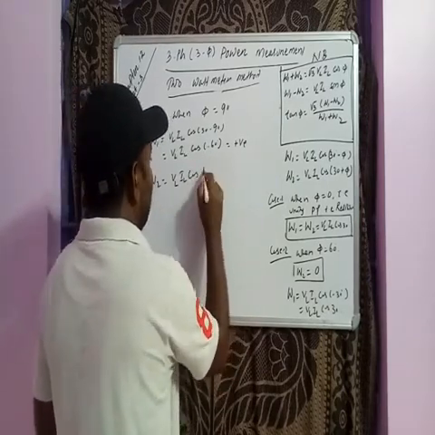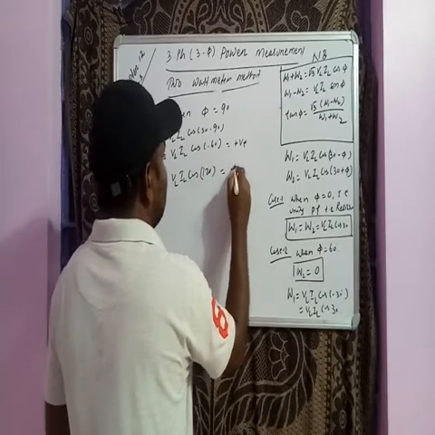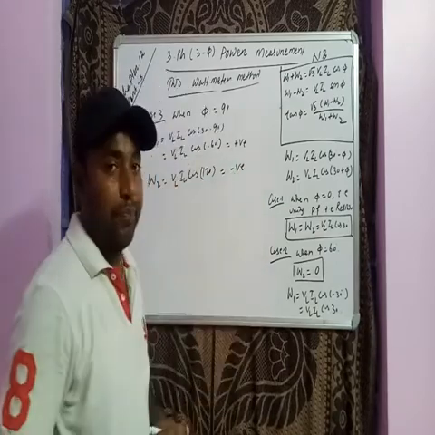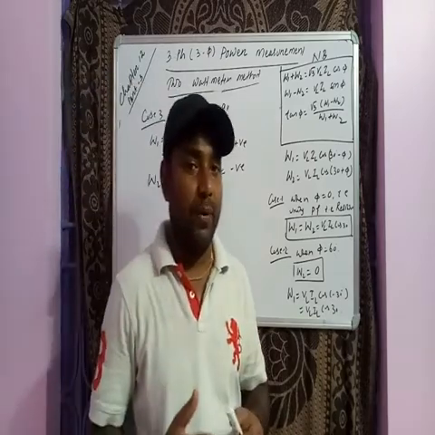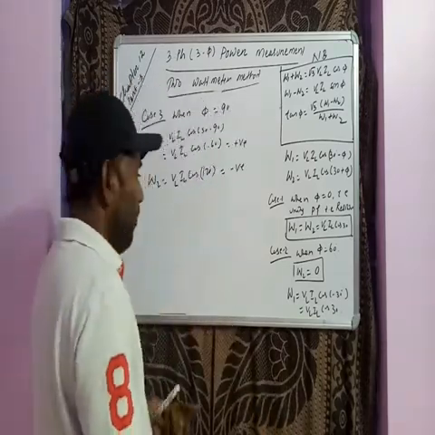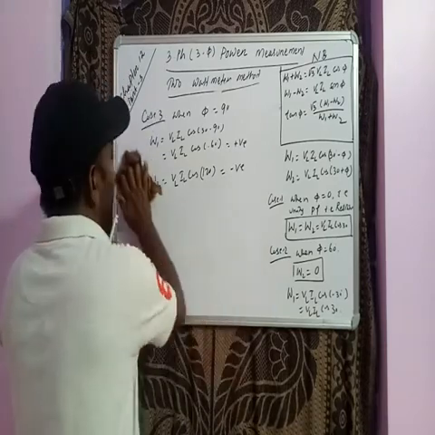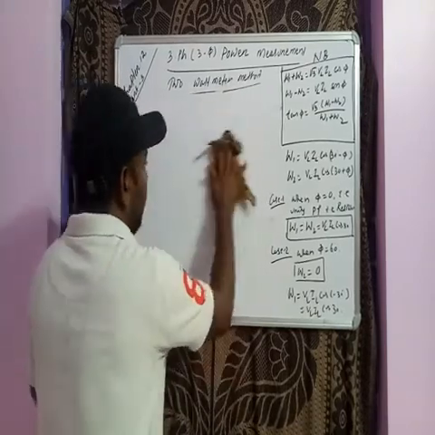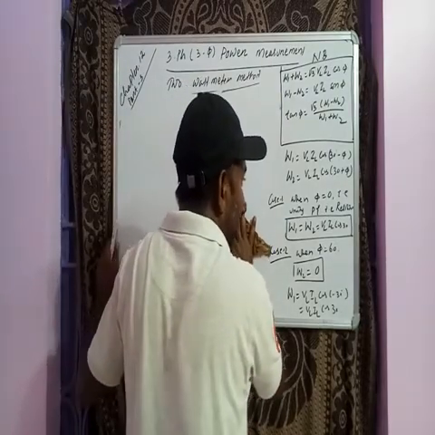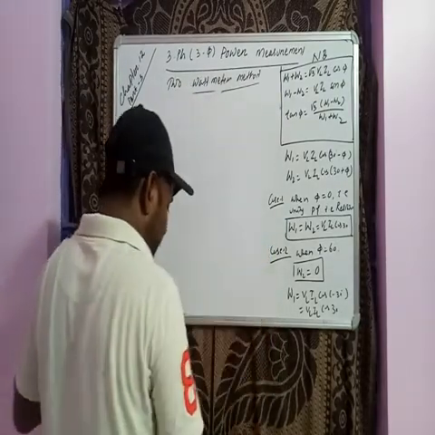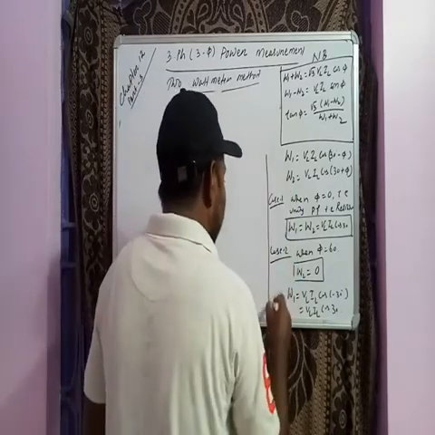Cos 120 degree, so this becomes negative. So W1 will be positive and W2 will be negative. Therefore, depending upon the phi value, we can say which meter is showing the values and which meter is showing no values. Getting this?